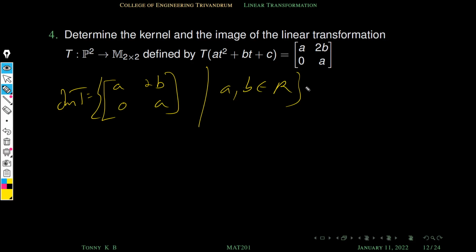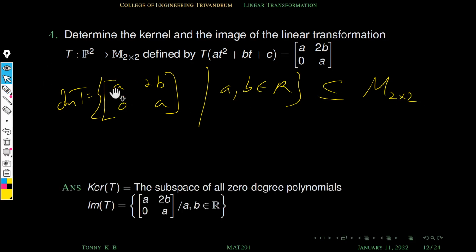It is clear that this is a subset of the range space, which is M 2 by 2. And we also know that this is a subspace, by our previous result. Anyway, this is our image. So the kernel of T is the set of all zero degree polynomials, which we know is a subspace. Similarly, the image of T is the set of all matrices of the form A, 2B, 0, A, where A and B are real numbers.